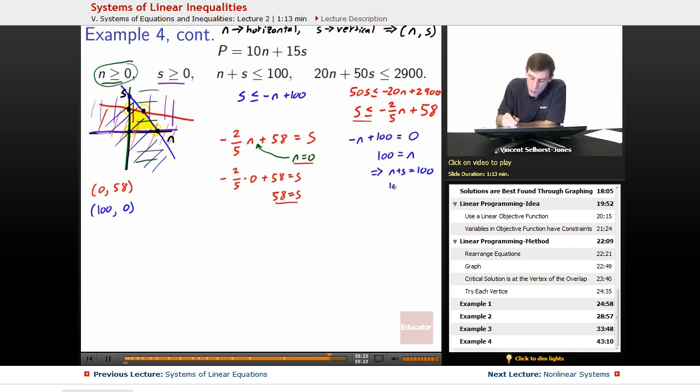If we plugged that in, we'd have 100 plus S equals 100, so therefore S equals 0. So we've got (100, 0). Notice that these are the two extremes possible for the car lot to sell. It could sell nothing but superfines, and it has a maximum amount of money that it can spend, $2.9 million. So it can't buy its lot entirely full of superfines. It could only have 58 superfines on the lot before it would run out of money to purchase cars with.